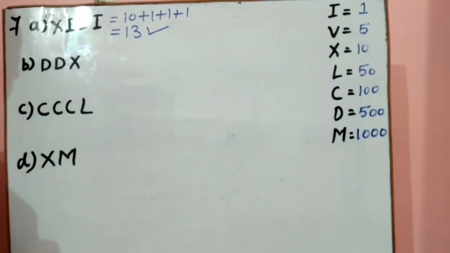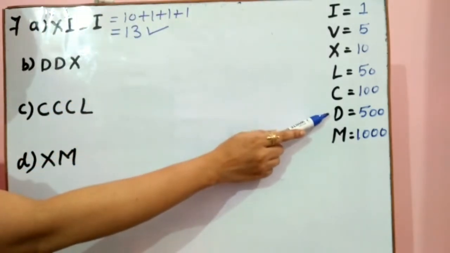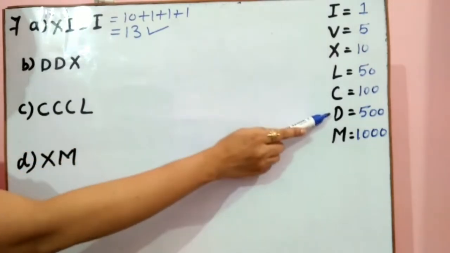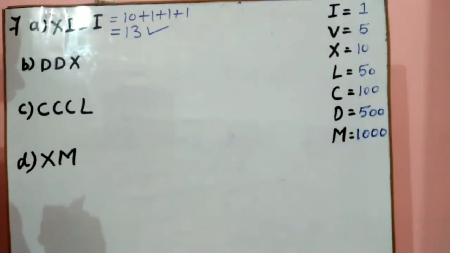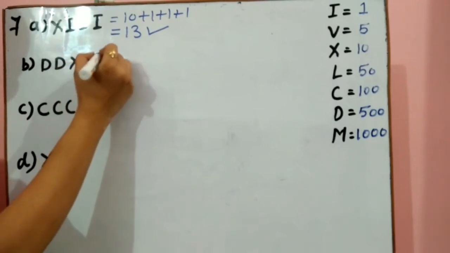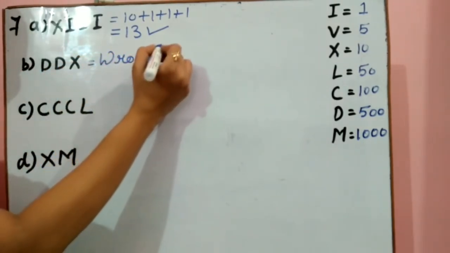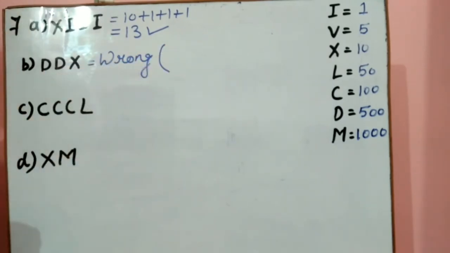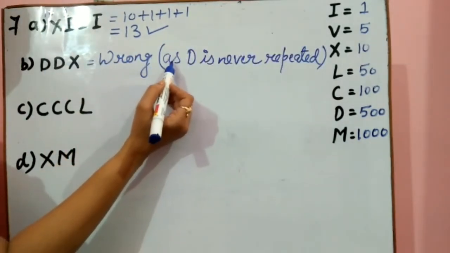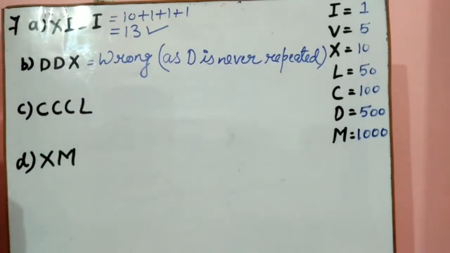B. DDX, and we know that V, L and D are never repeated, but here D is written 2 times. That's why this one is wrong. And why it is wrong, we have to write the reason. The reason is as D is never repeated. That's why this one is wrong.